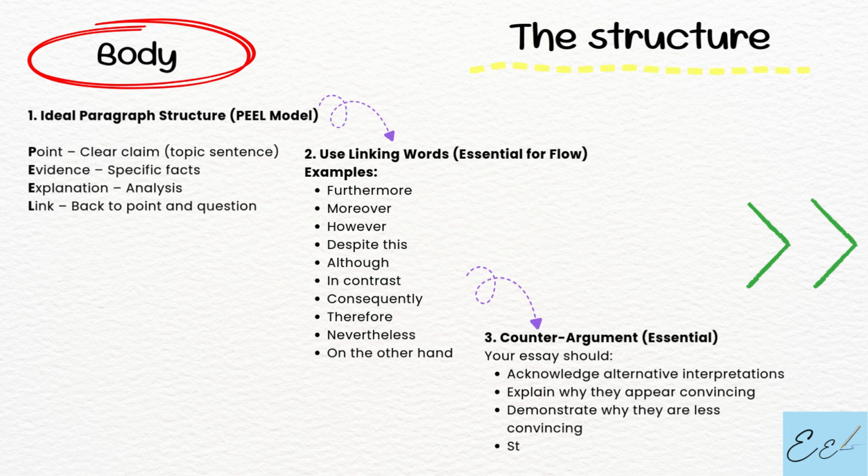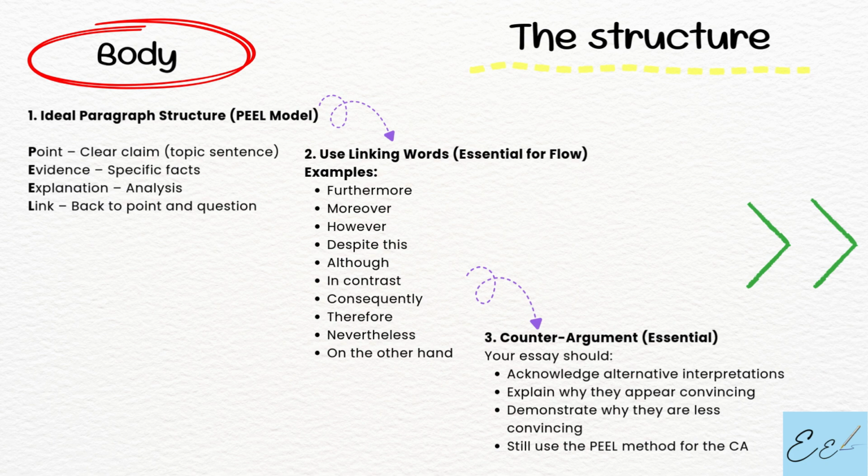You then provide evidence, which is specific facts, and then you need to provide an explanation, which is an analysis of how your evidence proves the point that you are trying to make in that paragraph. You then have a final linking sentence which points back to the point you have made and the question you have been asked. You should use linking words, which is essential for the flow of your essay. I've provided some examples here. You are welcome to pause the video at this point and make notes of these.